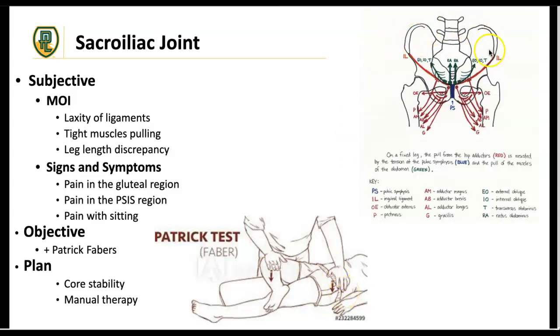So what are we going to do for them based on this image here? Lots of core stability, which will include abdominal work, which will also include hip musculature work as well. And I've seen some chiropractors, for example, manipulate the SI joint and use manual therapy.